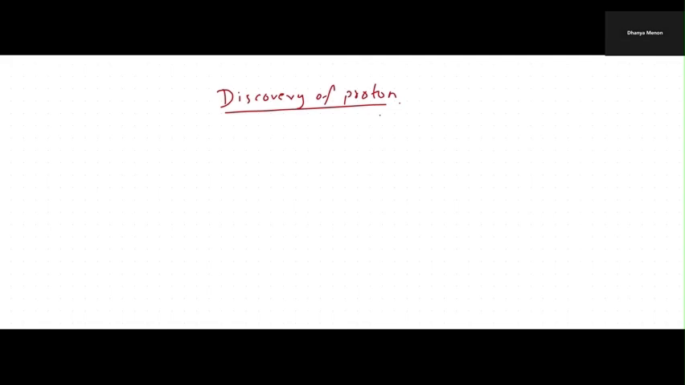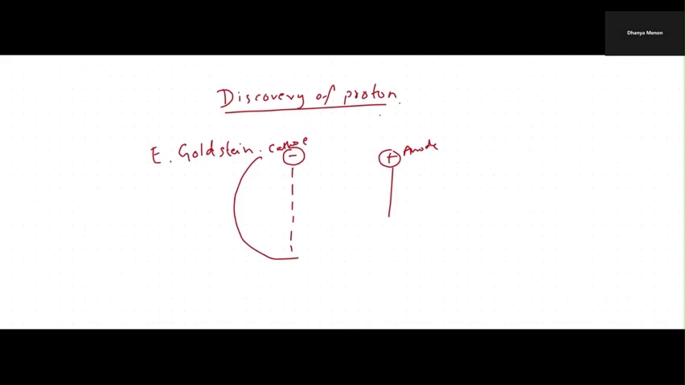Now the breakthrough came when a scientist called E. Goldstein discovered the proton using the discharge tube experiment. But the change that E. Goldstein made was that this was the cathode, made perforated, the negative terminal, and this is the positive electrode, which is the anode. There was a fluorescent material around the cathode, using zinc sulfide.